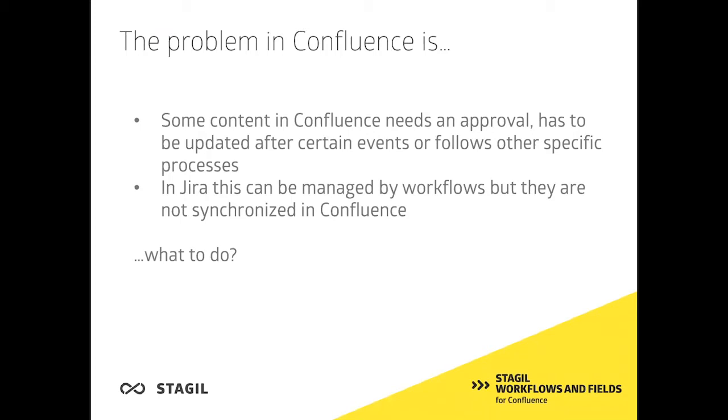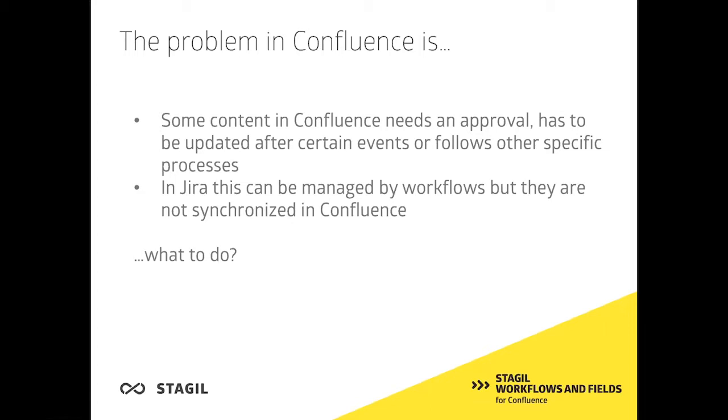There is some content in Confluence which maybe needs an approval. So you have documents there which need to be approved, or they need to be updated after certain events. Maybe there are new laws which force you to update your document, or it's just a normal business process where you know you have to edit this content and these documents. And in Jira, this can be managed by workflows, but they are not synchronized in Confluence.